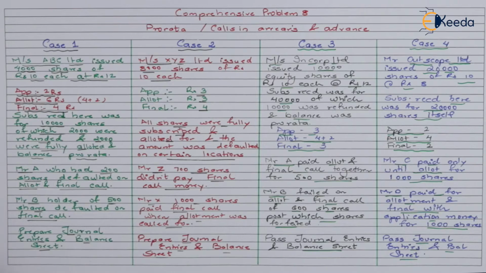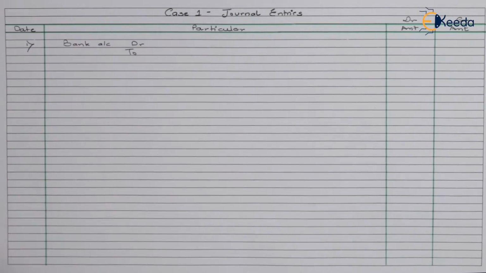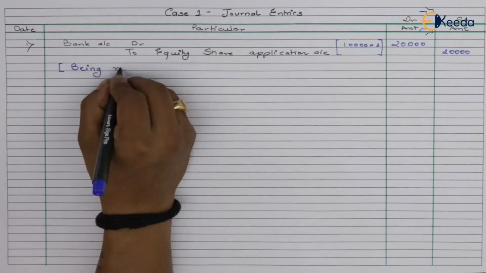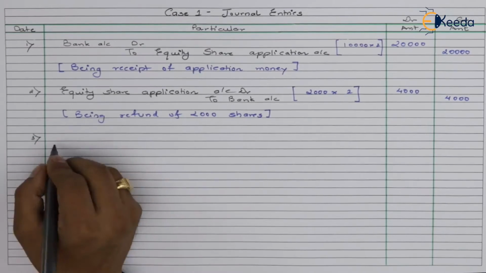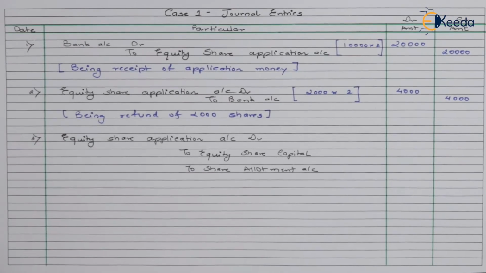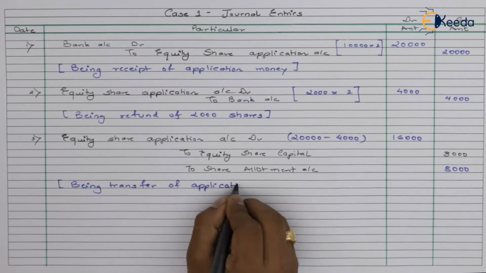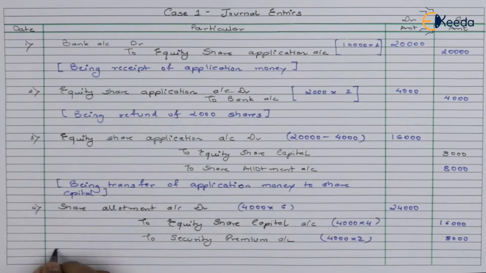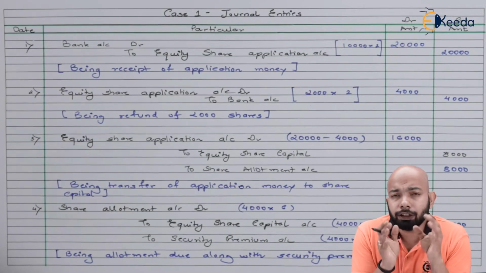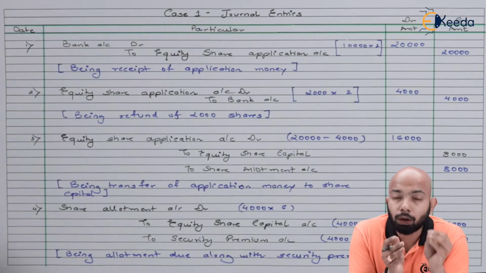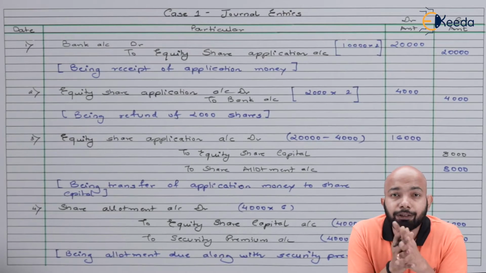Now that all these case 4s have been studied, it's time for us to go ahead and start with the journal entries of case 1. So let's start with that. So for the first case, we have mentioned certain entries here. We have mentioned certain details of allotment due entry and the receipt entry for application.